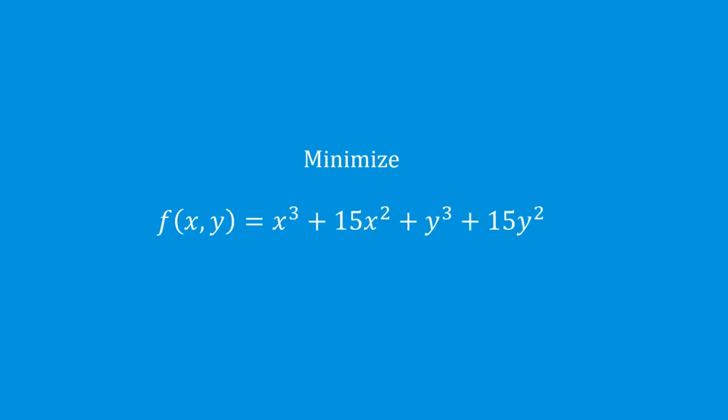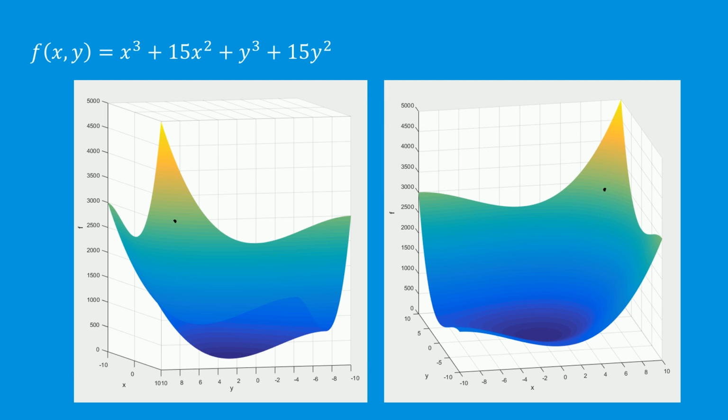Let's take a look at this on a real function. We'll try to find the minimum of the equation x cubed plus 15x squared plus y cubed plus 15y squared. We'll start out by visualizing the function. This is a plot of the function values over a range from -10 to 10 in both directions. Notice how the function slopes down towards a minimum in the center. To begin, we'll need to give the optimizer an initial guess. Let's choose x equals 8 and y equals 8.